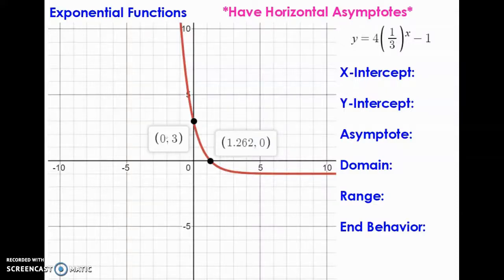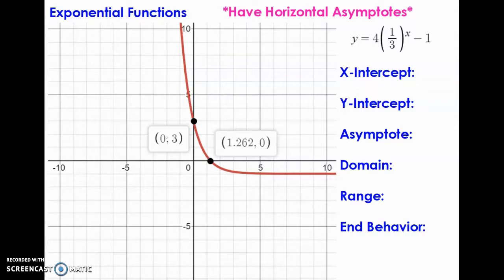Today we're going to look at the difference between exponential functions and logarithmic functions. So we're going to start first by looking at the exponential function here that is graphed. The graphed equation is y equals 4 times 1/3 to the power of x minus 1. We're going to talk about some terms that we're familiar with first and then get to some newer terms that we've been learning.